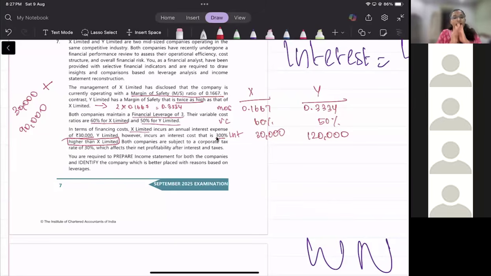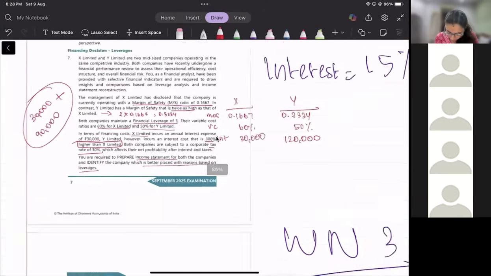See, in this question, everything else is simple. The only thing that can get you wrong is this one. The rest of the question is very simple. Yes, clear. And there is a corporate tax rate of 30%, which affects their net profitability after interest and tax. You are required to prepare income statements and identify which company is better placed based on leverages.